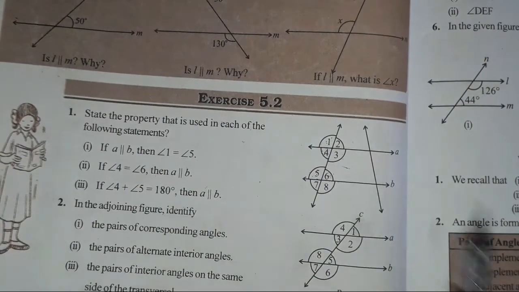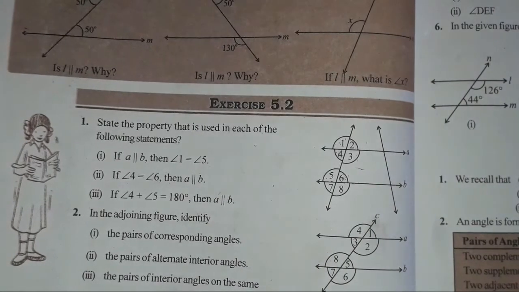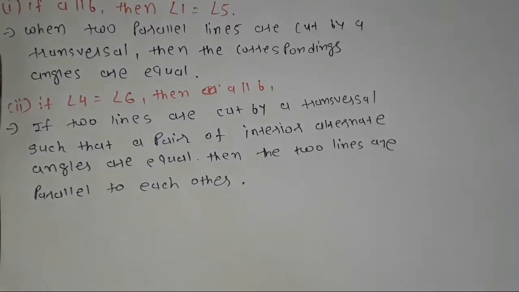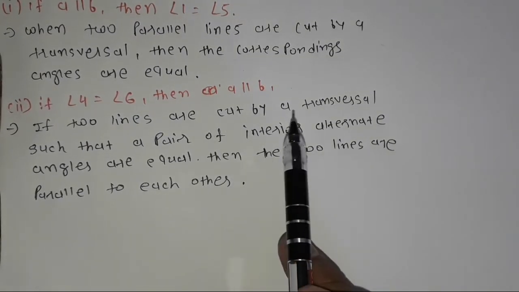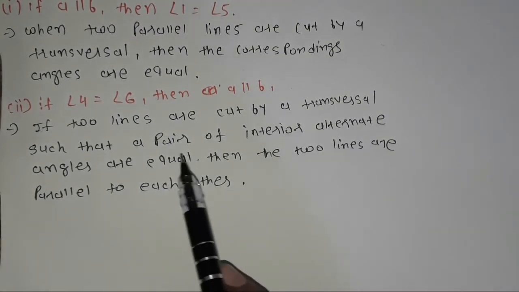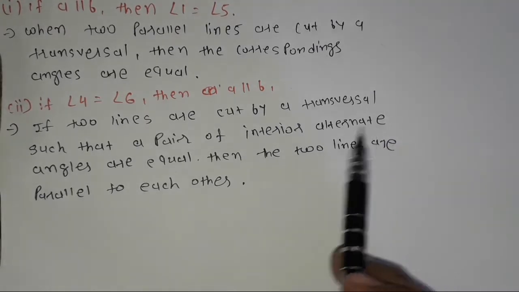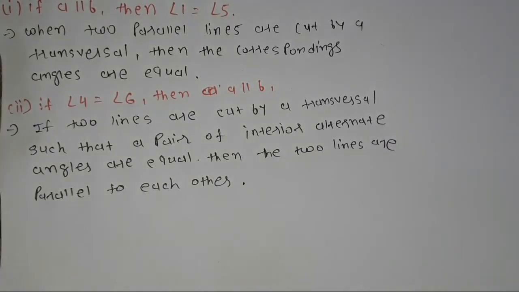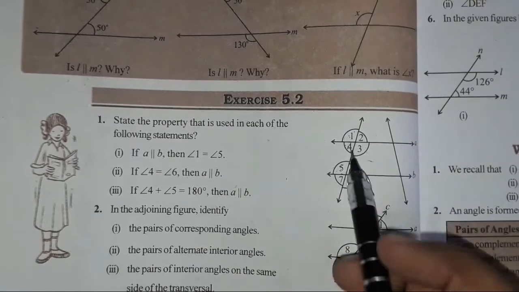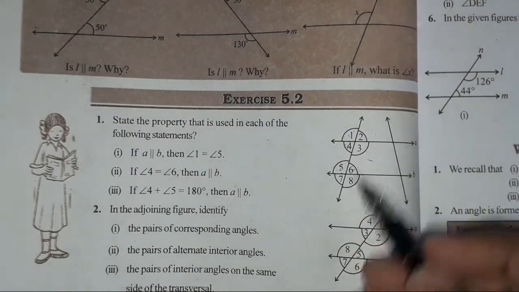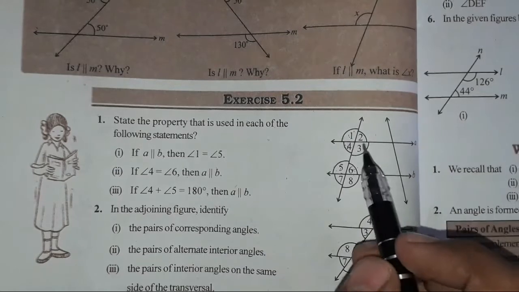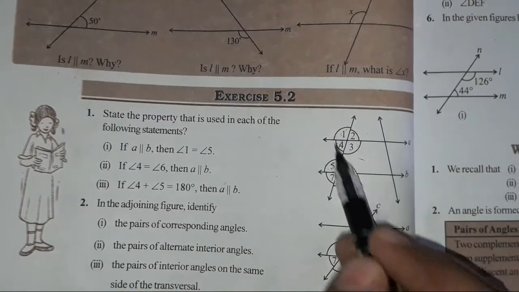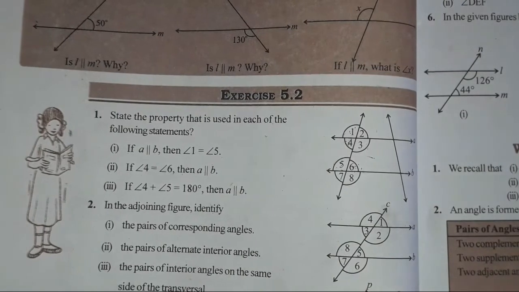So here we can write, the property is alternate interior angles. If two lines are cut by a transversal such that a pair of alternate interior angles are equal, then the two lines are parallel to each other. As we have written, if two lines are cut by a transversal such that a pair of alternate interior angles are equal, then those two lines are parallel lines.